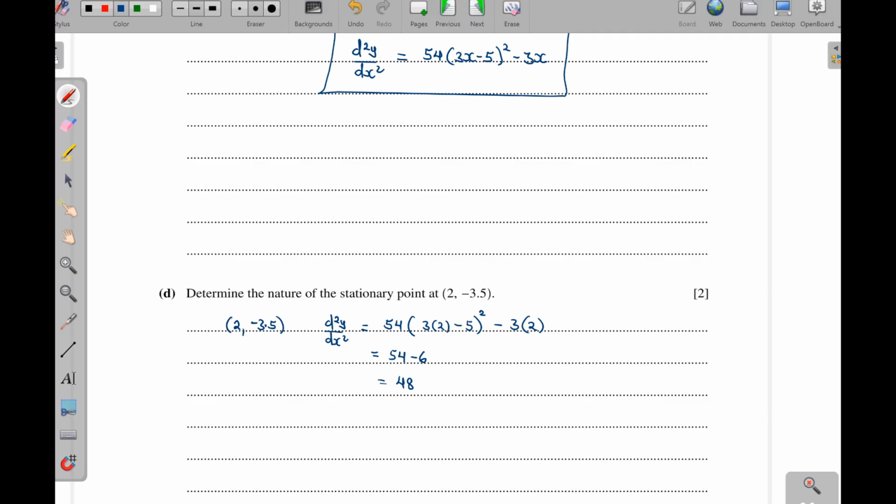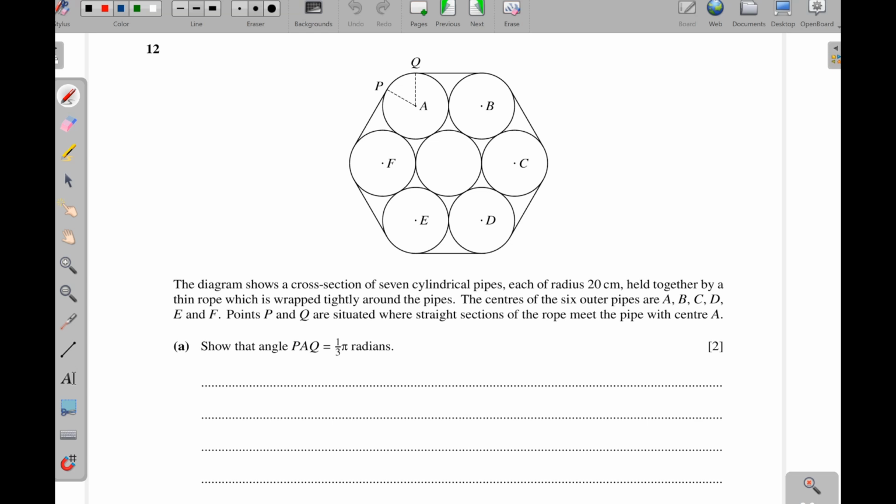So this is 48, which is greater than 0. So hence, this one has to be a what? Minimum. So hence, minimum. You just write that and you go away. That is that. Lastly, question 12.